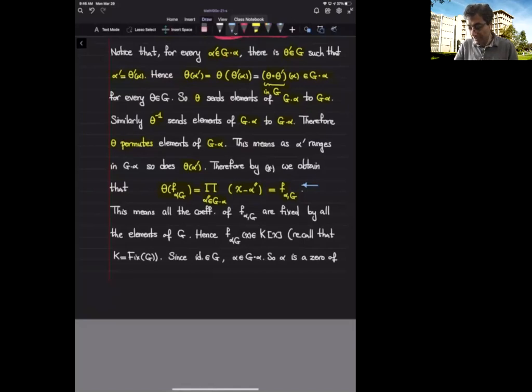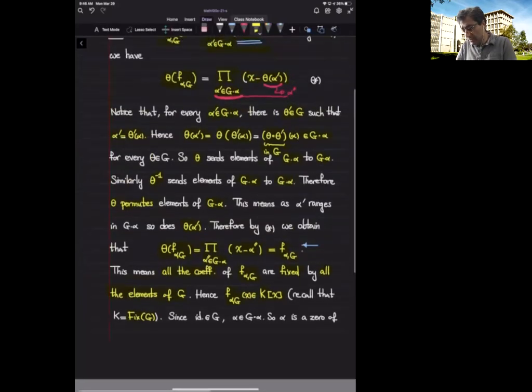Again, what does that mean? This means all the coefficients of this polynomial are fixed by all the elements of the group G. So they belong to the fixed points of the group G. You see, they belong to the fixed field of G. So all the coefficients of this polynomial belong to the fixed points of the group G. It is inside K bracket X.